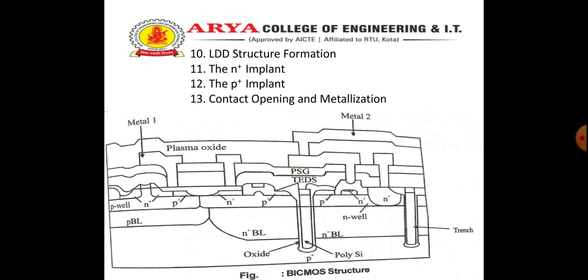Twelfth, the P plus implant. The selective P plus implant which follows serves to define the source and drain regions of the PMOS transistor formation in the N wells. Thirteen, contact opening and metallization. This completes the FEOL process for the BiCMOS process. Suitable planarization steps may be added as required.